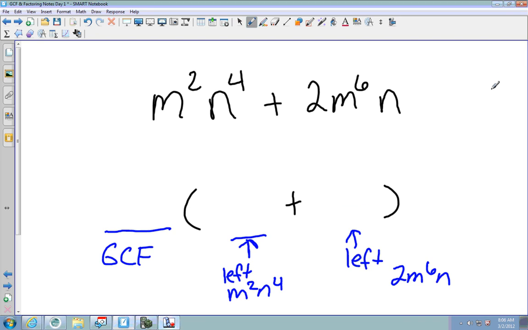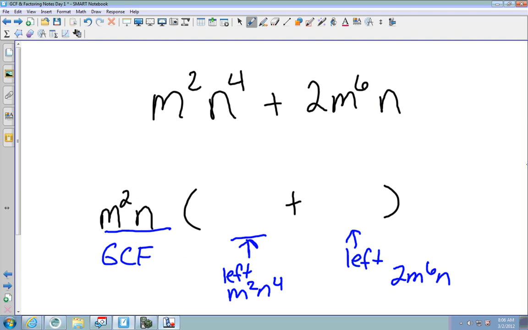Okay, a lot of people get confused on this big coefficient right here, this 2. But don't worry about that right now, because there's not another number out here in the front. So let's look at what is in common. There is an m in both of my terms. So I'm going to put the m out here. And you're going to use the smallest exponent. So there is a 2 and a 6. So I'm going to put m to the second power. N. There is an n in both of these. What is the smallest exponent? A 1. So this is my GCF.